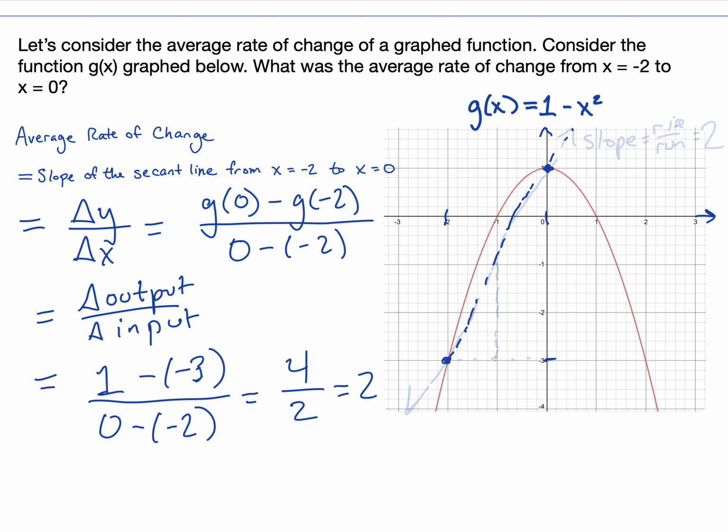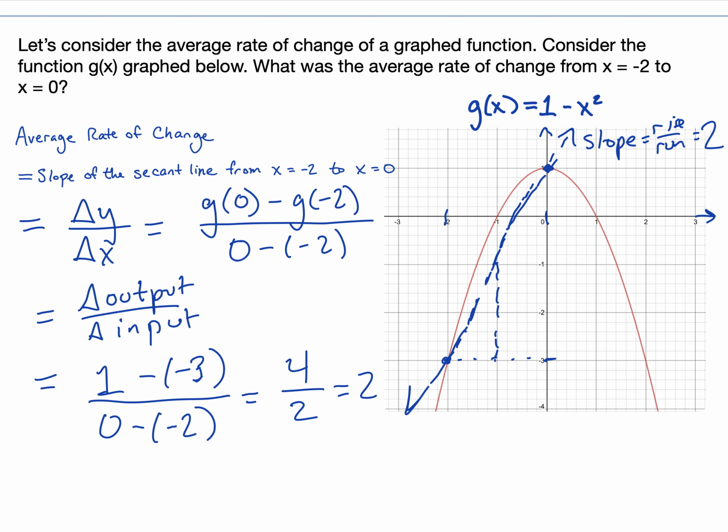So the secant line between those 2 points, the slope of that line, rise over run, should be 2. So for every 1 that it goes over in x, it should be going up 2 in y, and that looks about right.